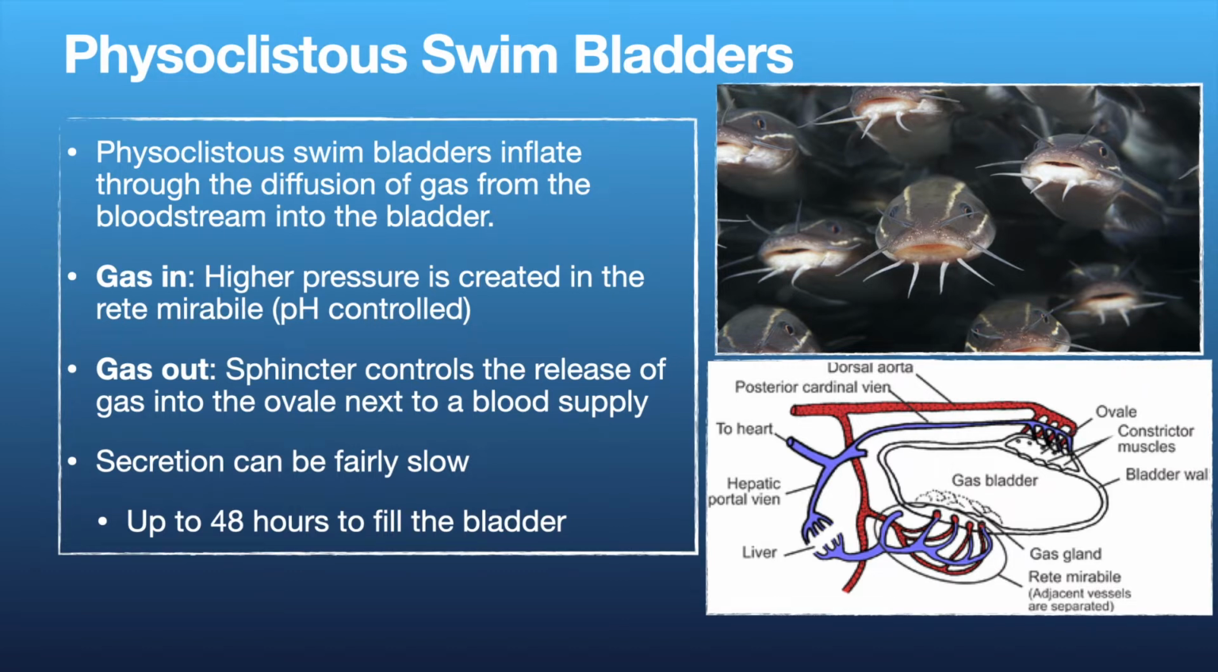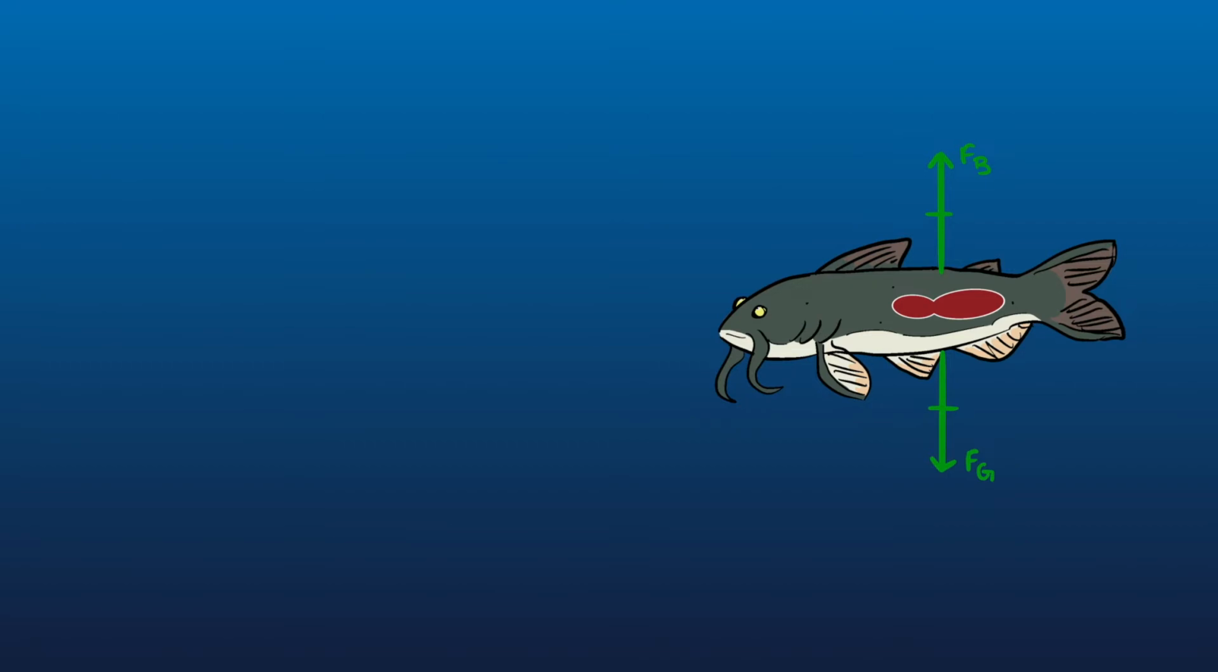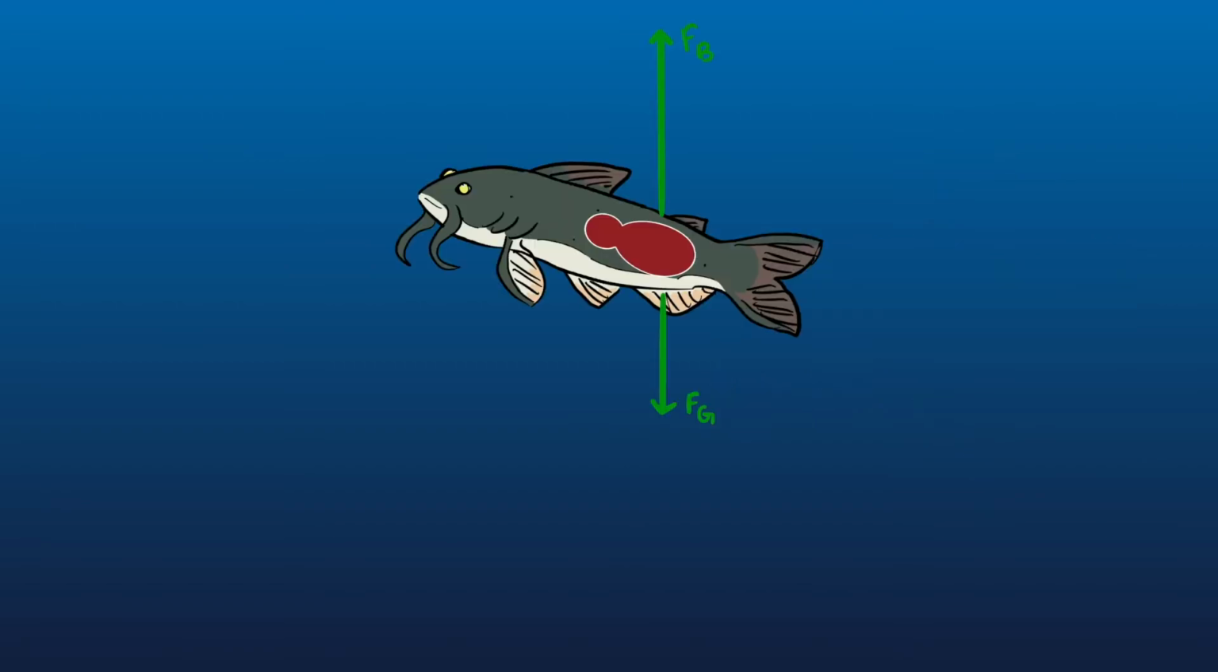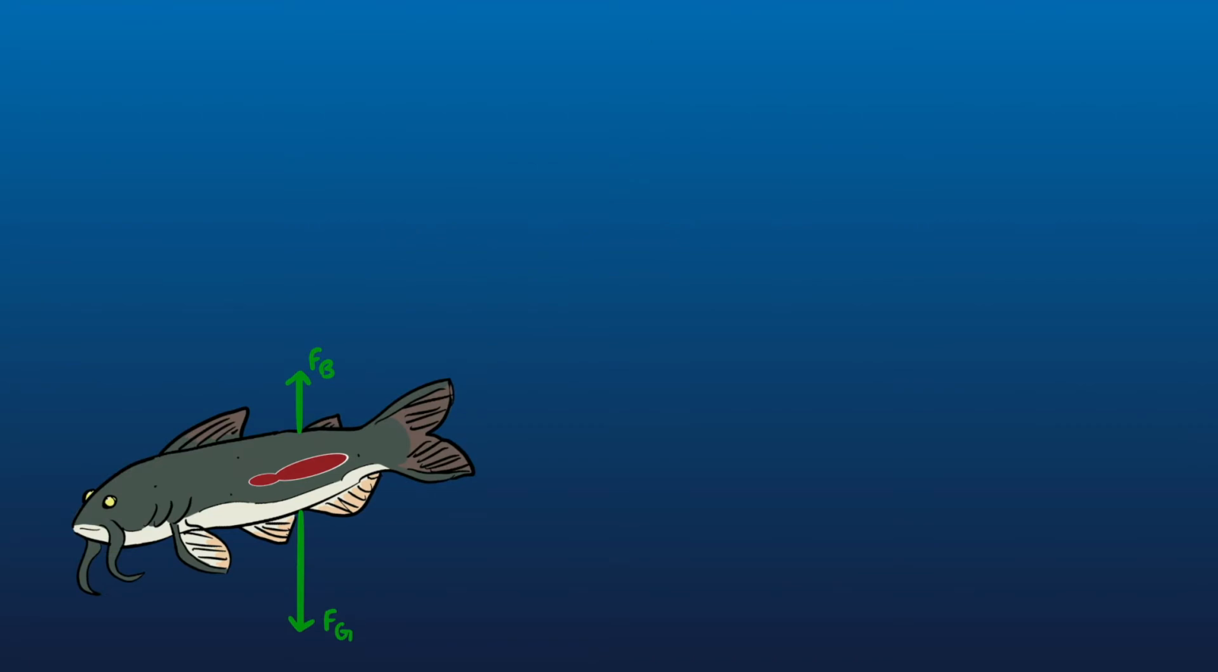This secretion can be a fairly slow process, taking up to 48 hours to completely fill the swim bladder. In organisms like catfish, they maintain neutral buoyancy by having a moderately filled swim bladder, which cancels out the force of gravity with the force of buoyancy, allowing them to maintain the depth that they're at. If they want to move up, they will need to secrete gas into their swim bladder, which decreases the average density of the catfish without changing its body volume, which increases the buoyant force. If the catfish wants to move down, it just has to release the gas from the swim bladder, allowing its density to increase on average, causing the gravitational force to outweigh the buoyant force.